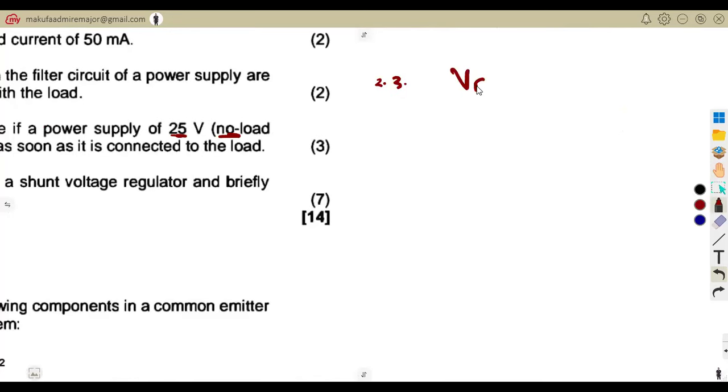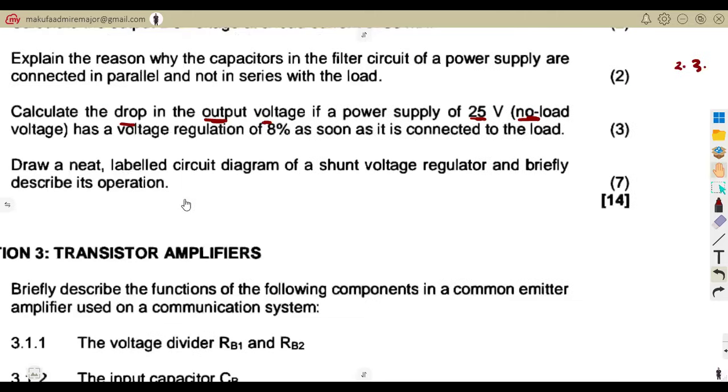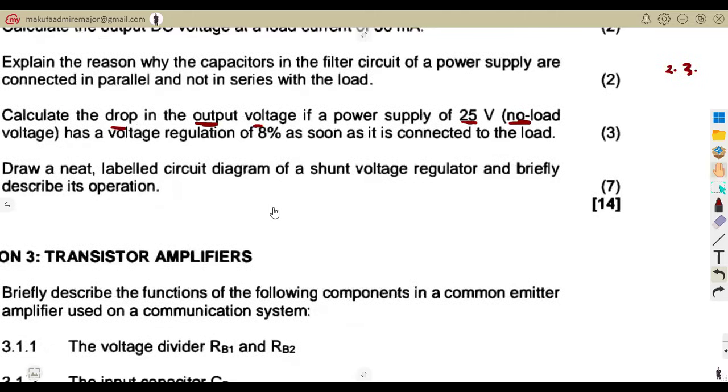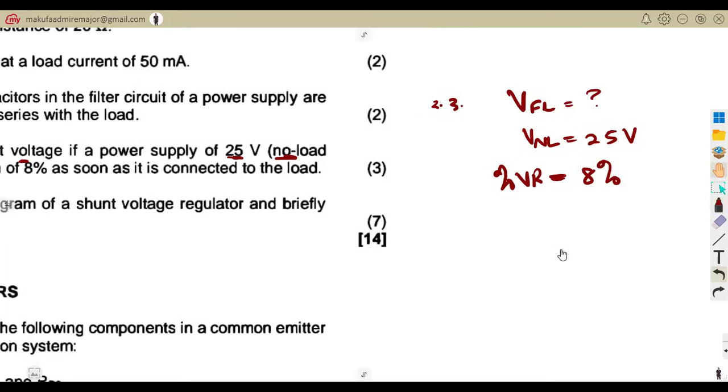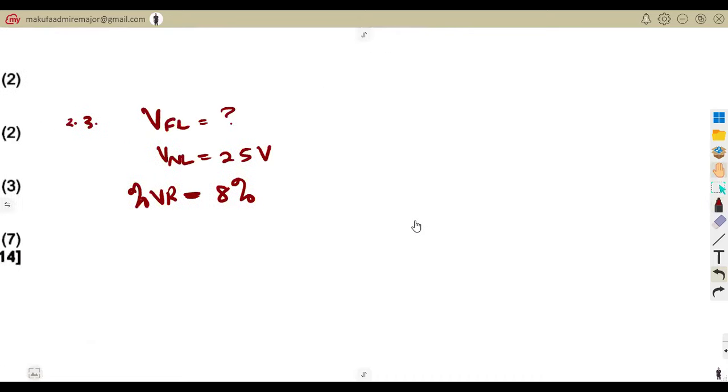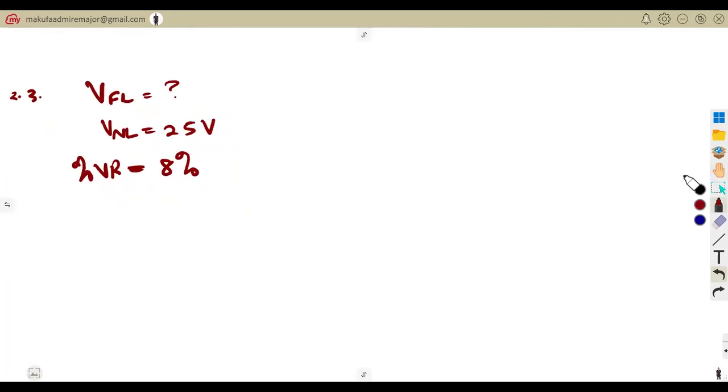We are given the voltage at no load, which is 25 volts, and also the voltage regulation as a percentage. The percentage voltage regulation is given to be 8%. So the question is, how are you going to obtain the voltage at full load?